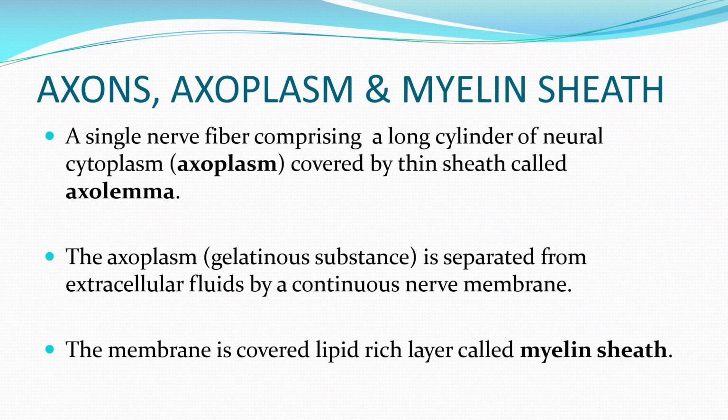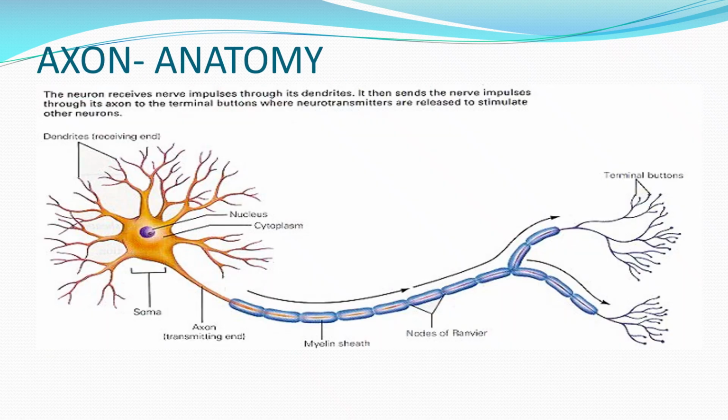A nerve fiber always comprises a long cylindrical structure like a cytoplasm, which is covered by a thin sheath called the axolemma. There is a gelatinous substance, the axoplasm, which is separated from extracellular fluids by a continuous nerve membrane. The membrane is covered by a lipid-rich layer called the myelin sheath. So this is the basic anatomy of the axon. It comprises a long cylindrical structure with a myelinated portion and an unmyelinated portion.